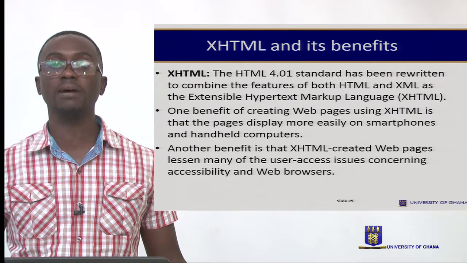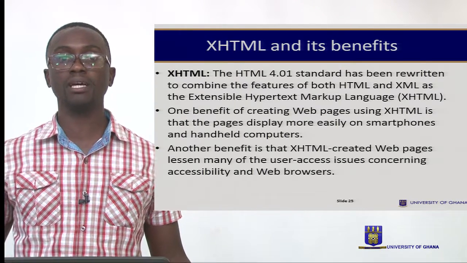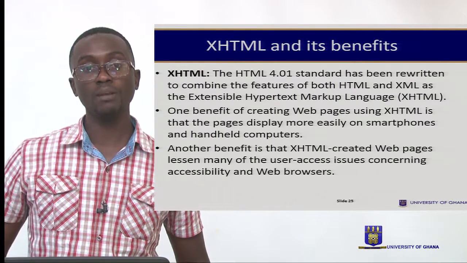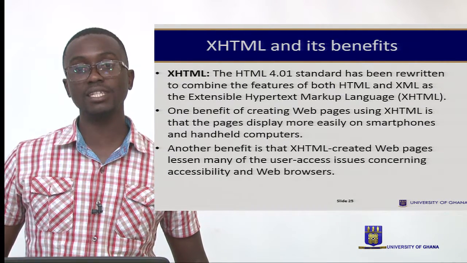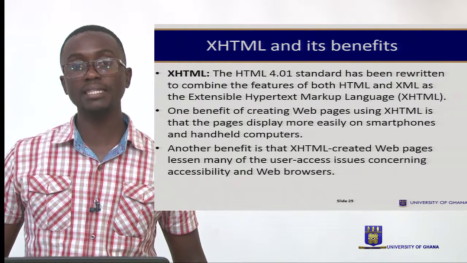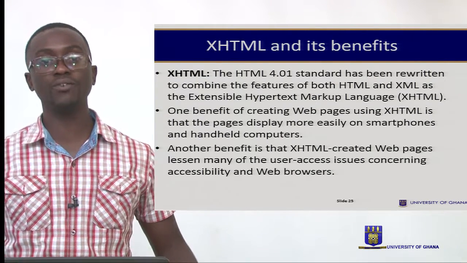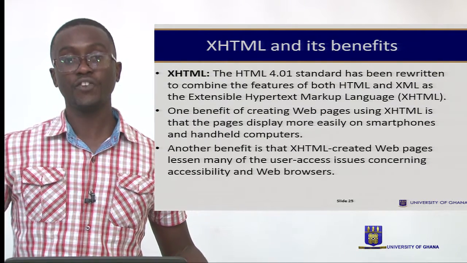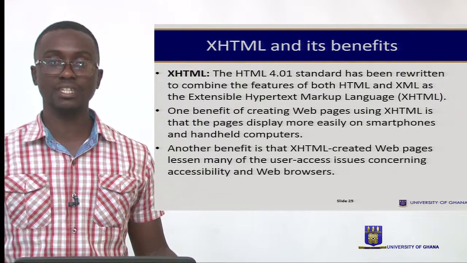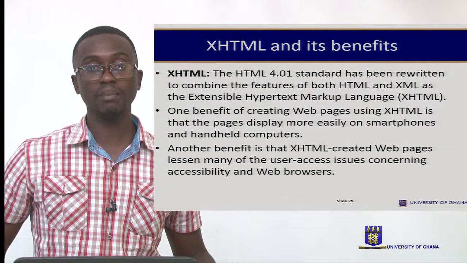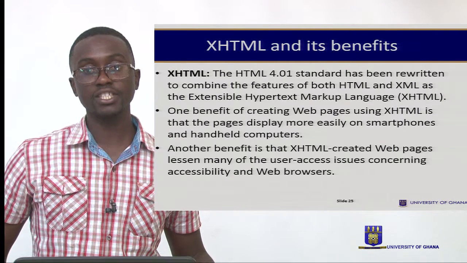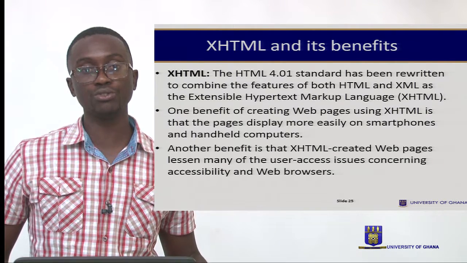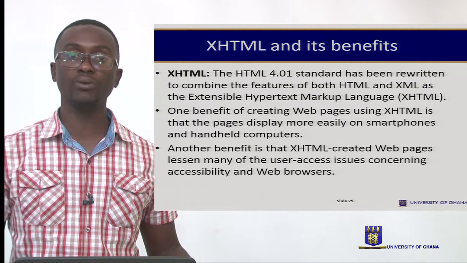XHTML. The HTML 4.01 standard has been rewritten to combine the features of both HTML and XML as the extensible hypertext markup language. The X borrowed from XML and then joined with the HTML to get XHTML. One benefit of creating web pages using XHTML is that the web pages display more easily on smartphones and handheld devices, which is currently the most frequent way by which people access the internet actually. Another benefit is that XHTML created web pages lessen many of the user access issues concerning accessibility and web browsers.